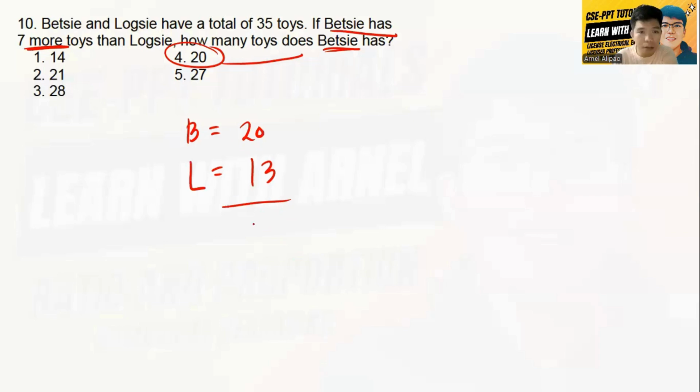Now, if we add the toys of Betsy and Logsy, we end up with 33 only. But take note, they have a total of 35 toys. So meaning, number 4 is not our correct answer. By choosing 20 earlier, we get 33, which is closer to 35 toys in total. So perhaps we can go higher than 20. So we can cancel 14. And the closer number to 20 in the options is 21.